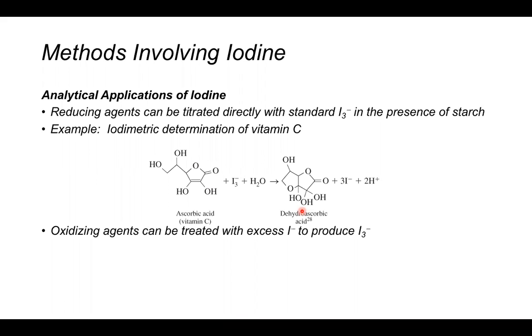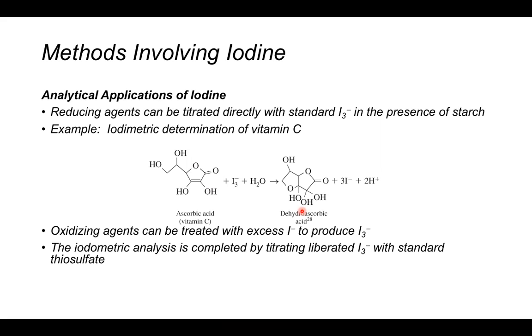Oxidizing agents can be treated with excess iodide to produce triiodide, and the iodometric analysis is completed by titrating the liberated triiodide with standard thiosulfate. And then again, we don't want to form the starch-iodine complex too early. So we add it right before the endpoint, which we should hopefully have already determined in a rough ballpark figure before we start. And then we can add this to get the color change when we need it.